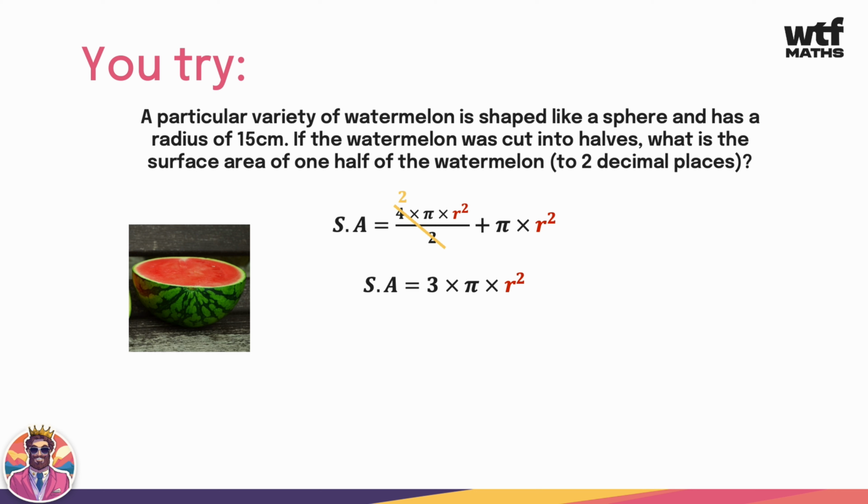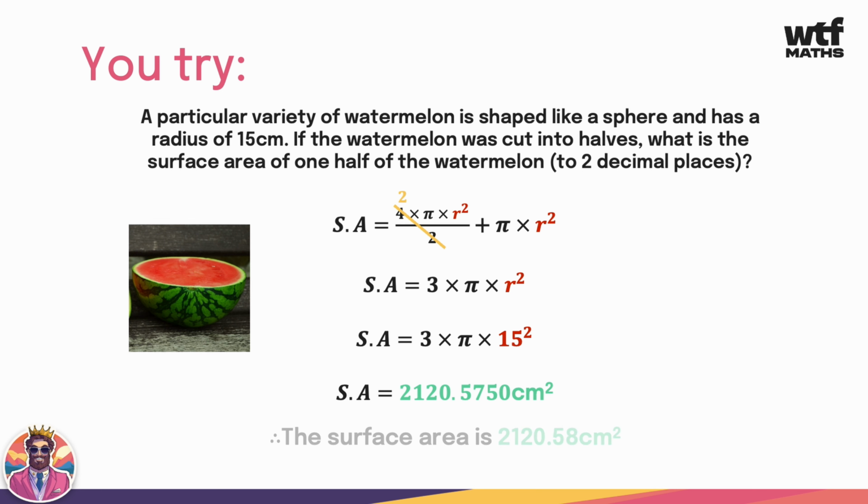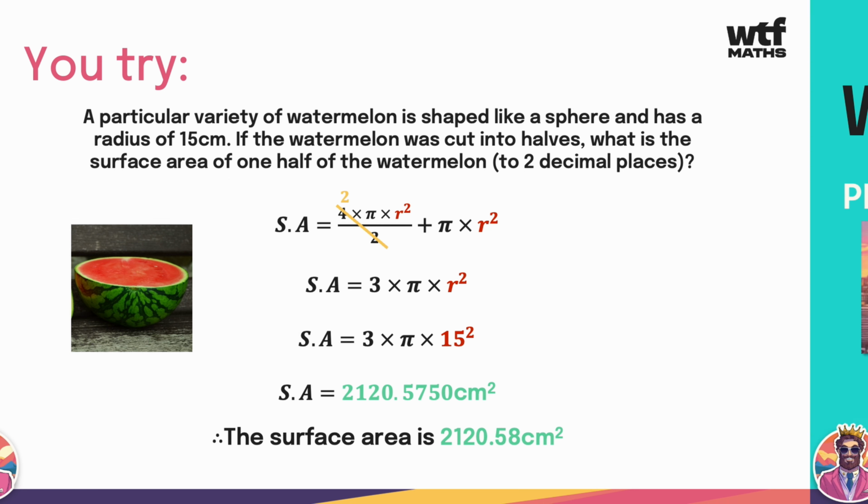Now you don't have to do that step, you can just type it on your calculator, you'll get the right answer, but I just like to keep things nice and tidy. So it's really 3 circles we're finding. So 2 circles for the bottom and 1 circle for the flat section at top. So 3 times pi times 15 squared is 2120.58 centimeters squared to 2 decimal places.